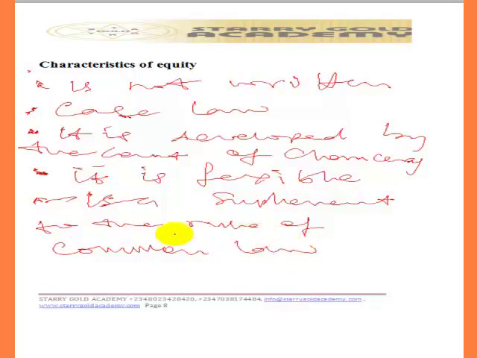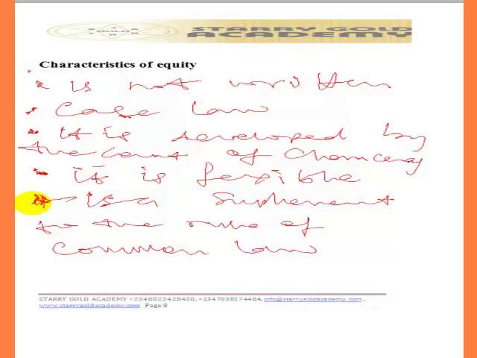So these are the 5 points I would like to mention here. As part of the features or characteristics of equity, it is not written, so it is not in any written document. It is not made by the parliament. It's also a type of law, just like common law, being handed over from one generation to another. Number 2, it is also case law, empowered by the decision of the judges, that is the court.